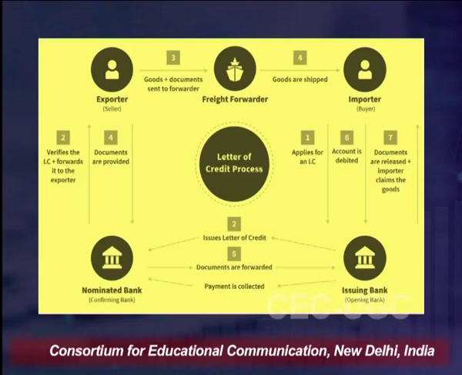So the exporter will get in touch with whom? This third party, which is a freight forwarder, right. Now this freight forwarder is a third party who will carry the consignment, who will carry the goods and will ship them to the importer. This instruction gets passed on to the freight forwarder from the exporter. Now the freight forwarder will do what? It will send the goods to the importer.